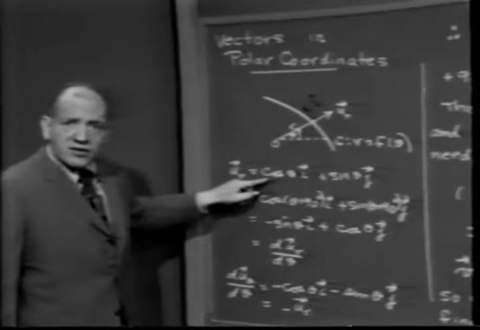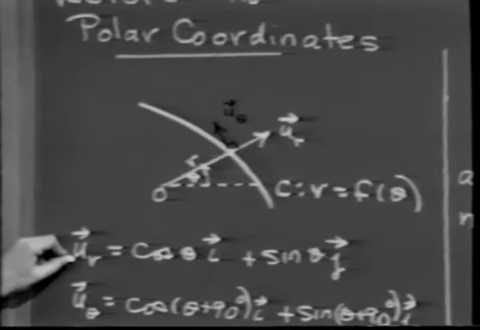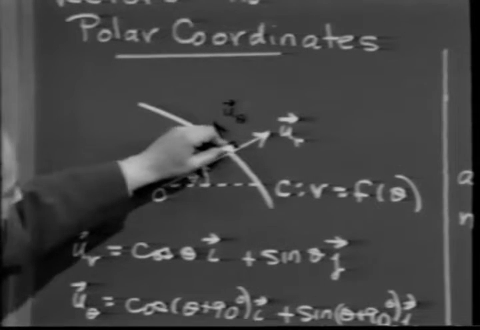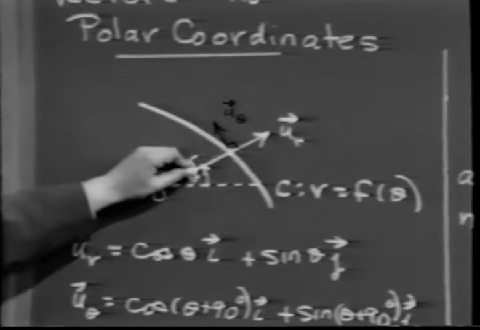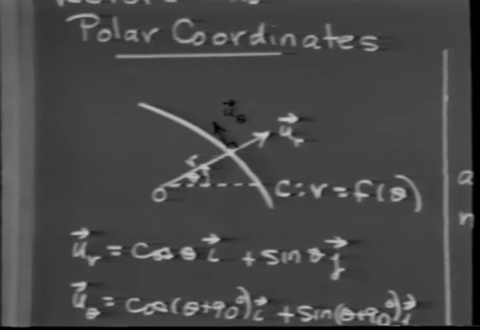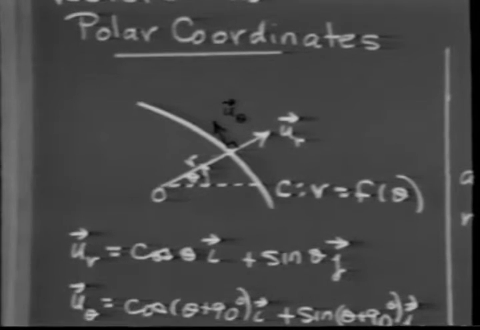Now, if we want to see this in terms of i and j components, what we're saying is that u sub r is a unit vector whose i component is what? Since this angle here is also theta, its i component is cosine theta, and its j component is sine theta. So u sub r is cosine theta i plus sine theta j.